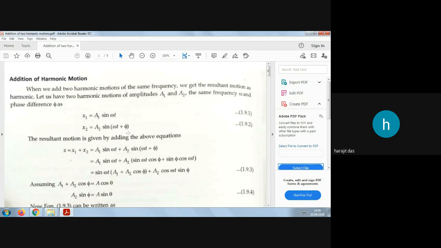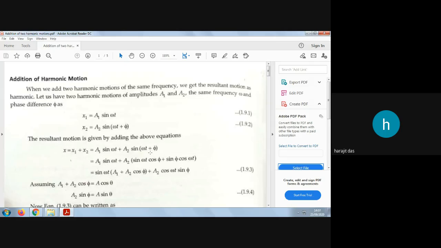So how will we add these two equations? x1 plus x2. Let us consider the final resultant displacement, or the motion, is x. So x equals x1 plus x2 for these two equations. Then we need to add these two trigonometric functions: a1 sine omega t plus capital A2 sine (omega t plus phi).